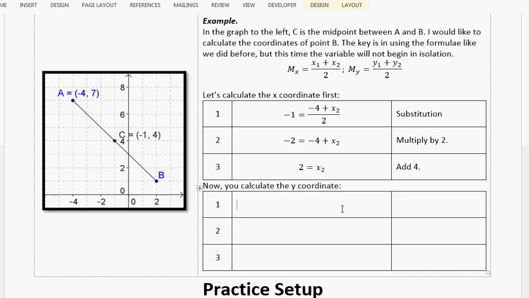Let's do the y-coordinate now. I want to actually copy this. Actually, let's copy this one. So I highlight it and press Control-C, and then Control-V to paste it. The y-coordinate has the value 4. The endpoint has the value 7 plus y2 over 2. So this is by substitution.